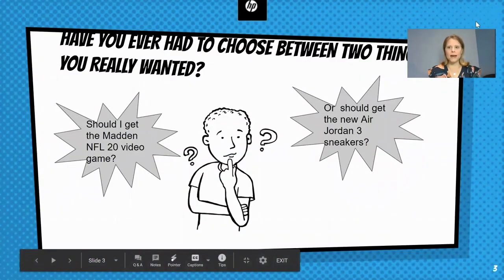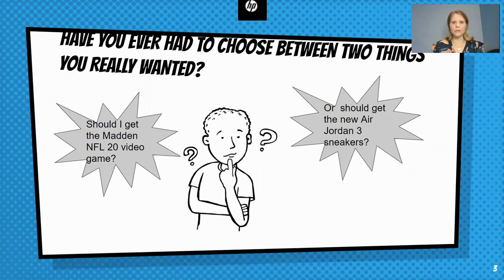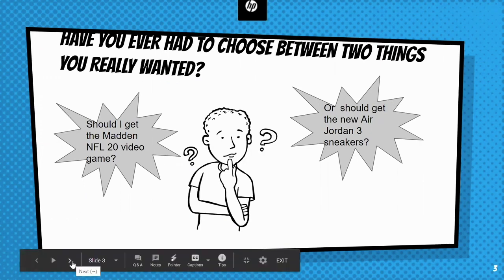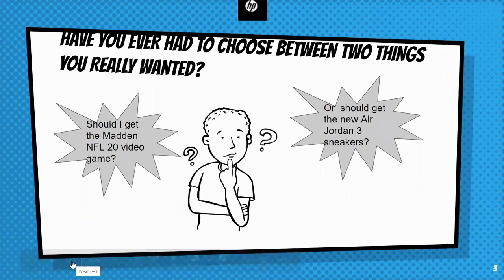All right, so here we have a boy who needs to think about choosing between two things he wants. Have you ever had to choose between two things you really wanted? I bet you have. Here's what he's thinking. On one hand, should I get the Madden NFL 20 video game, or should I get the new Air Jordan 3 sneakers? And of course, the reason why he has to make a choice between one thing or the other is because he doesn't have enough money to buy both. All right, what would you choose? Okay.